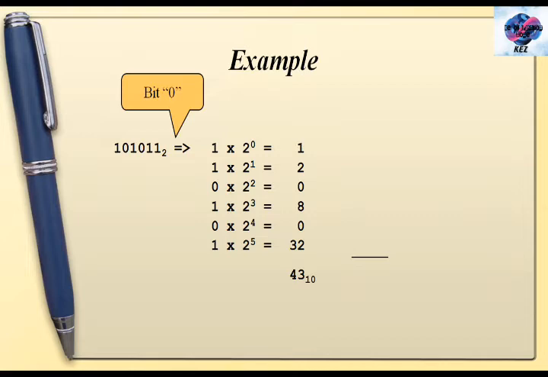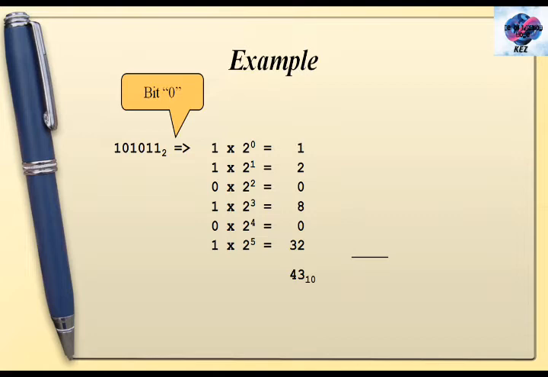Next, the 0 is multiplied by 2 to the power 2. Then 1 again with 2 to the power 3. Then 0 with 2 to the power 4. Now the last one with 2 to the power 5. Now multiply, and add the resulting values, and you will get 43. That is our decimal number.